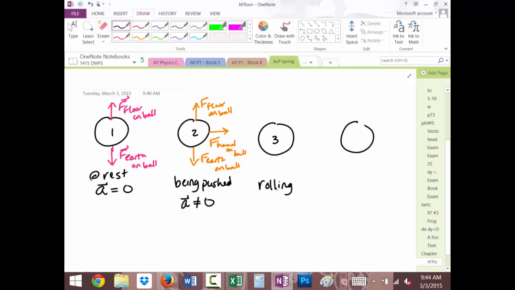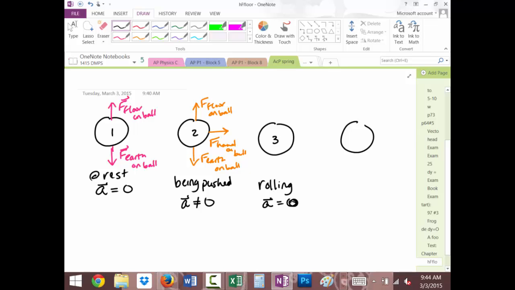And tell me, was the bowling ball accelerating in situation number 3? It was not. This is weird. Was the bowling ball moving? Yes. It was moving, but it was not accelerating. That's a big deal. It can happen. It's rolling, but the acceleration is equal to 0.